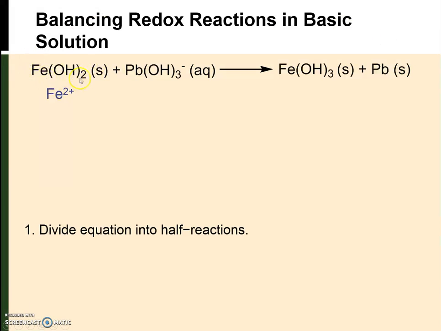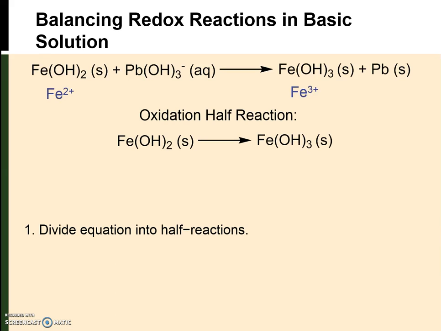So if we start by looking at the iron-containing species, we're starting with ferrous hydroxide, and we're going to assume that the hydroxide part is not being redox active. And so in order for charges to balance, we must have an iron 2+ ion to begin with. And then in the ferric hydroxide, we would have an iron 3+ ion. So we have iron 2+ being converted to iron 3+, so our oxidation half reaction must be ferrous hydroxide being converted to ferric hydroxide. So now we want to confirm that the other half reaction is indeed a reduction reaction.